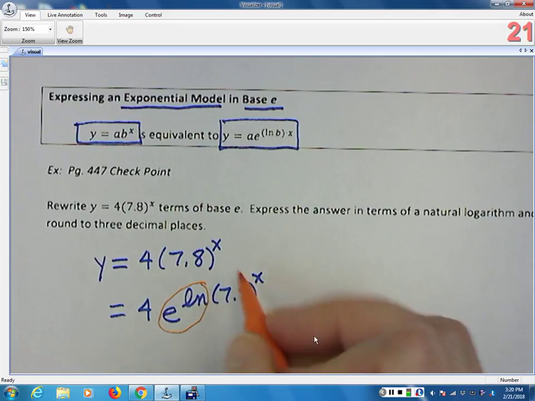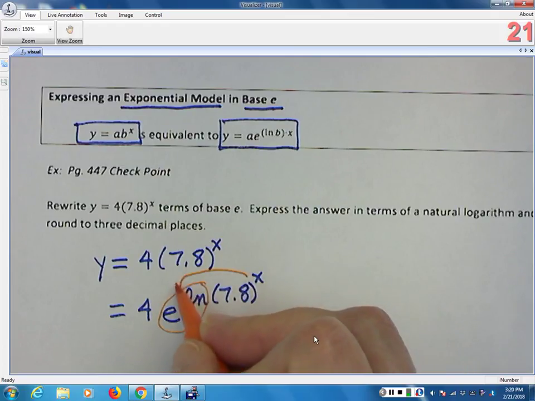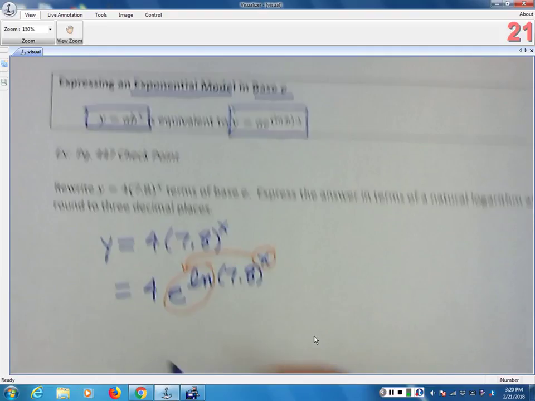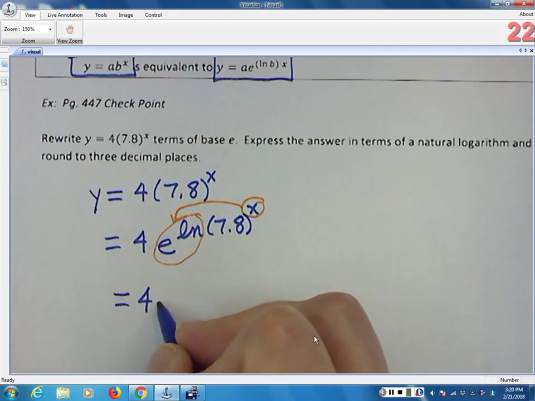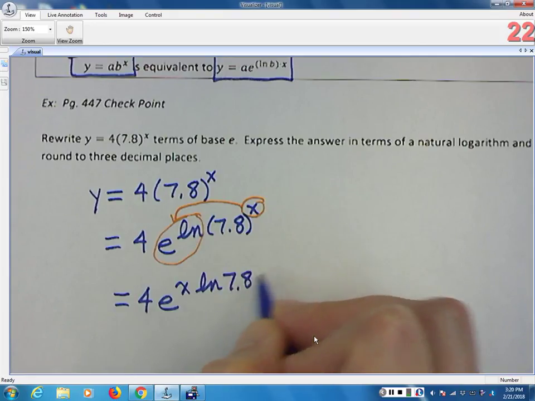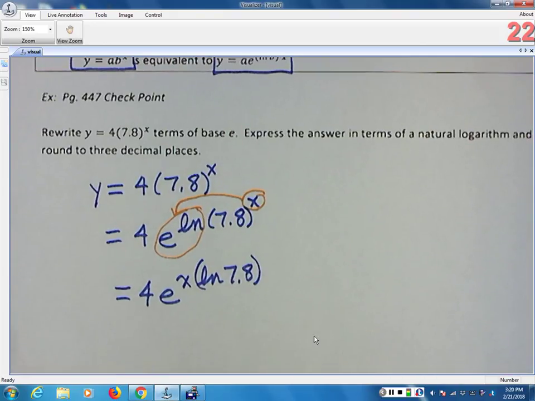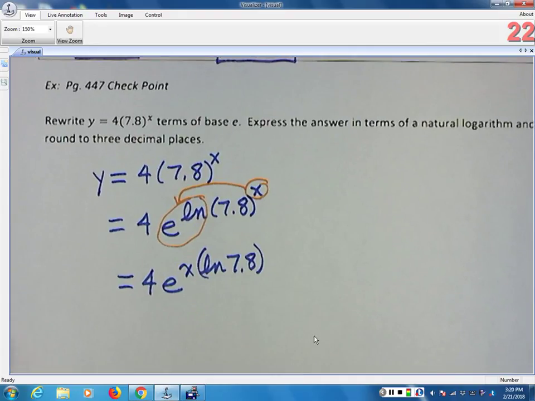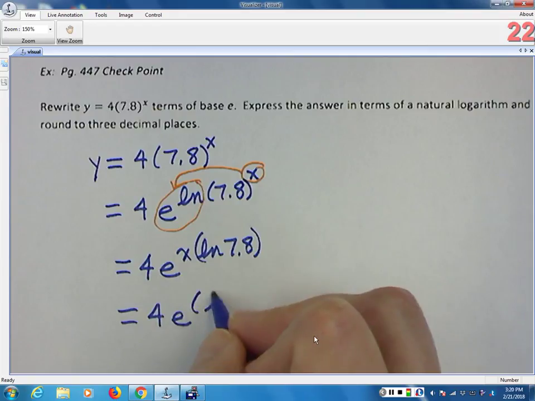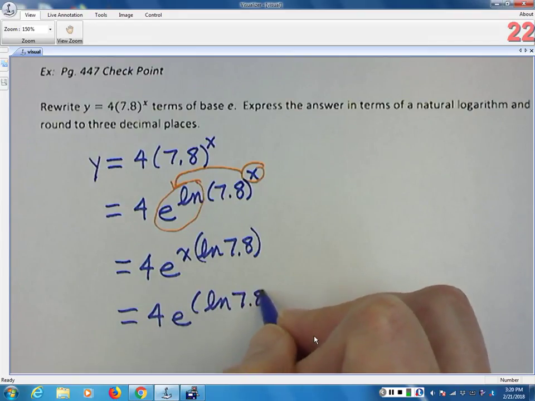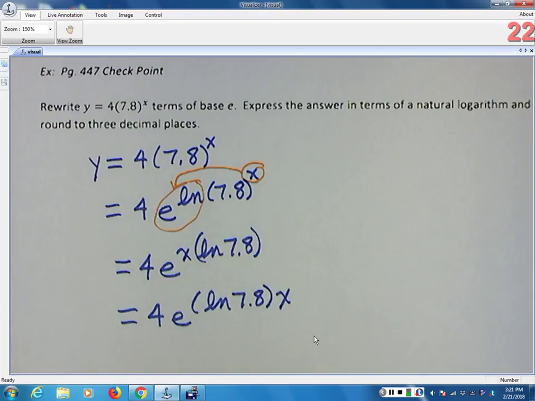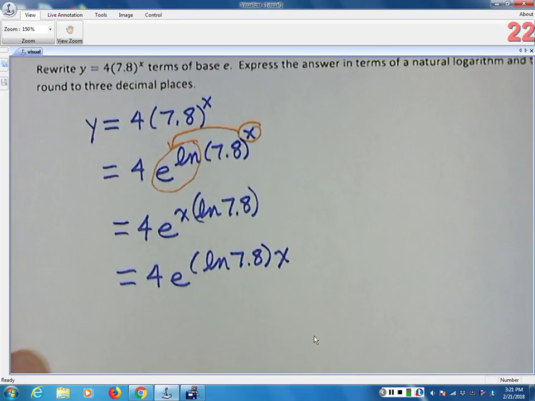And then we're going to use the product rule and bring the x out front. E to the x times natural log of 7.8. And then we really don't like to write our equations that way. We like to write them with the x last. It is natural log of 7.8 times x, so we have to put parentheses around here because x is not inside our natural log.